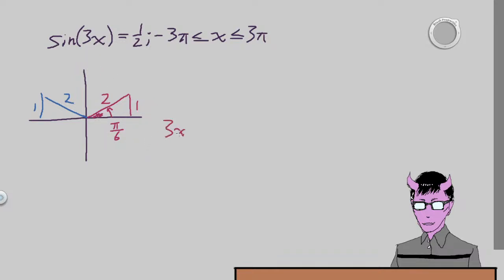So thus we set 3x equal to pi over 6. Make sure we encapsulate the coterminal angles, so plus 2 pi k, where k is an integer. Solving for x by multiplying both sides by 1/3, we get x is equal to pi over 9, and then plus this thing divided by 3.